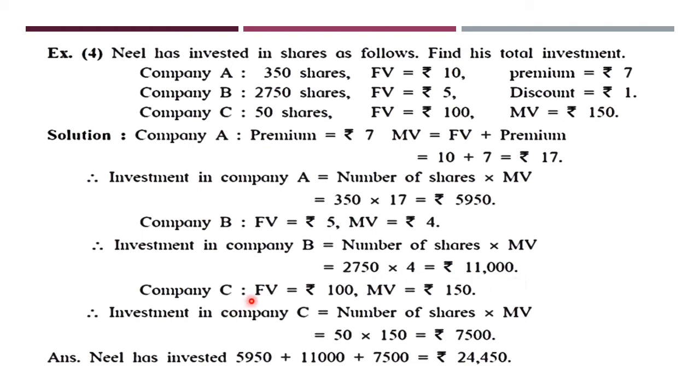For company C, the face value is 100 and market value is 150. Number of shares purchased is 50. So 50 into 150 will be 7,500. So individually we found the amount invested in each company. Now we add all these three amounts to get the total investment. So 5,950 plus 11,000 plus 7,500. If we add all three, you'll get the total investment Neil has made, that is ₹24,450.